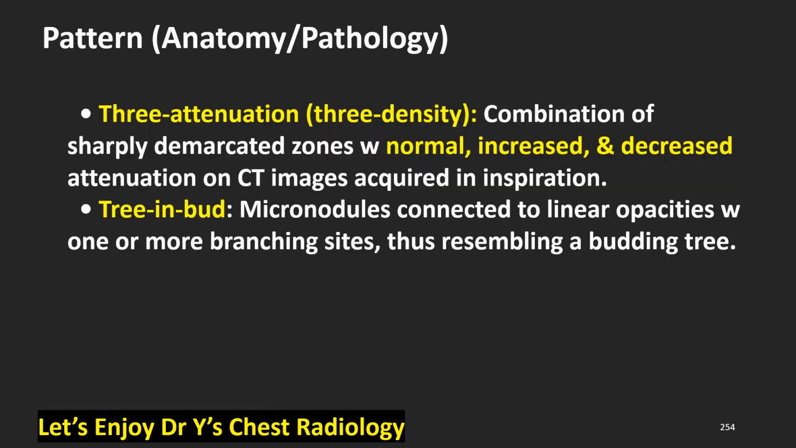Pattern, anatomy, pathology: three attenuation, three density. Combination of sharply demarcated zones with normal, increased, and decreased attenuation on CT images acquired in inspiration. Tree in bud: micronodules connected to linear opacities with one or more branching sites, thus resembling a budding tree.